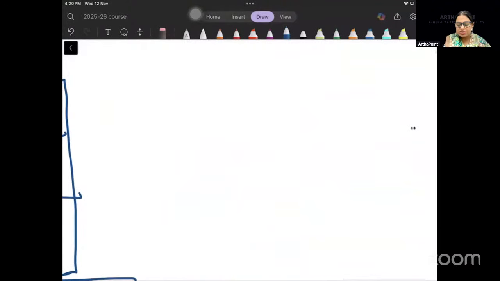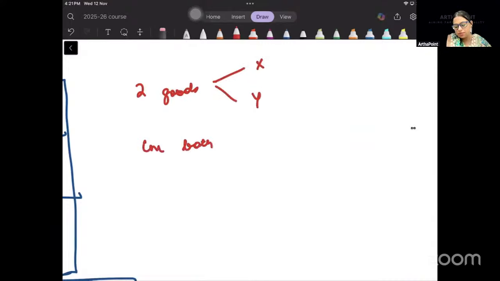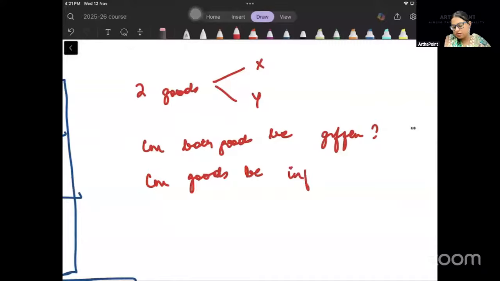अच्छा, फिर there is a statement which I ask every year, which we have done in class. So I have two goods, X and Y. Can both goods be giffen? या can both goods be inferior? Try to answer this. Yes, correct, correct, correct. Yes, exactly, exactly. No, no. एक को नॉर्मल होना जरूरी है.